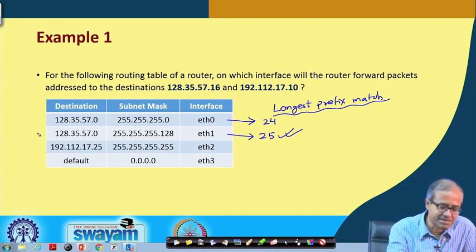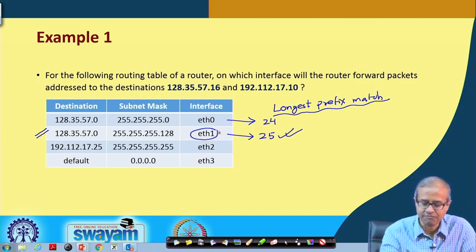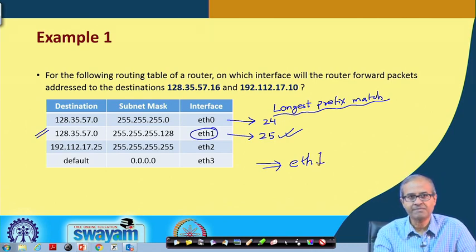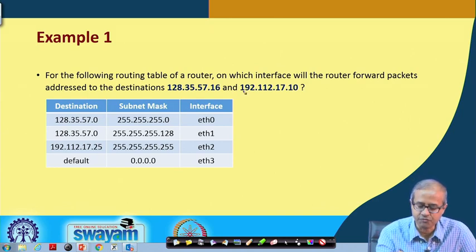So, it will be considered that for the second entry the match is found, and this packet will finally be forwarded to the ETH1 interface, right. So, this is how forwarding will take place for the first one. Let us look for the second one now.